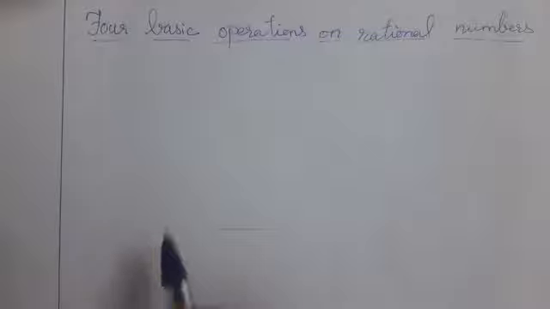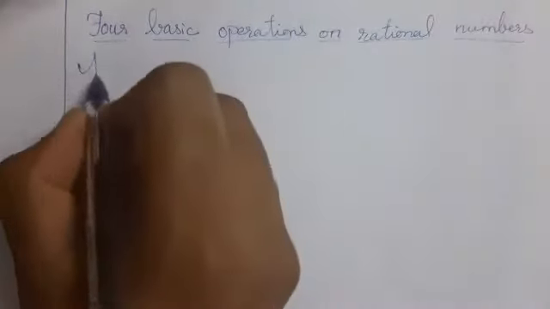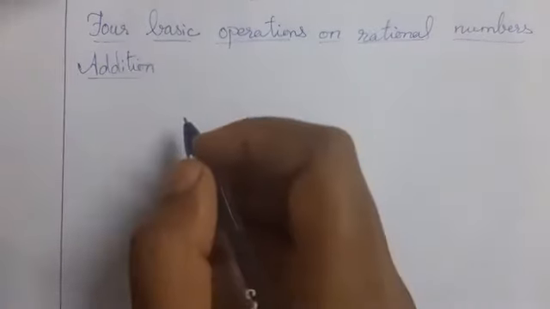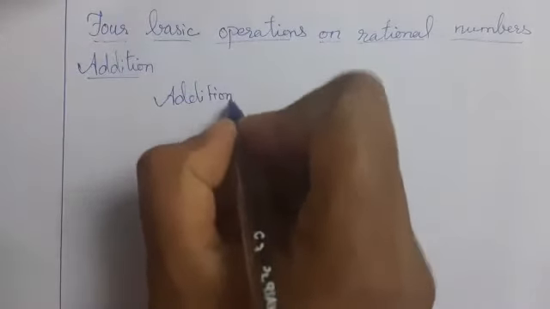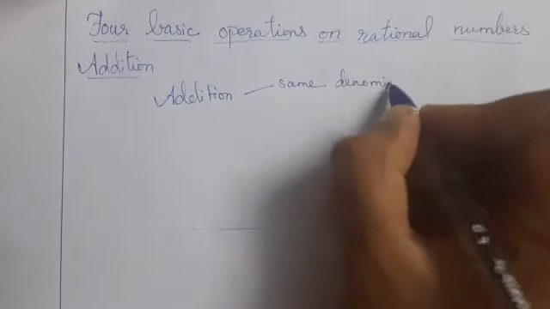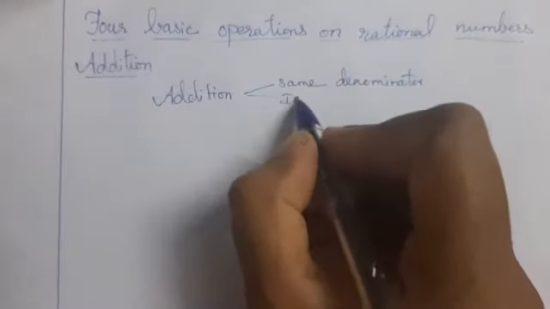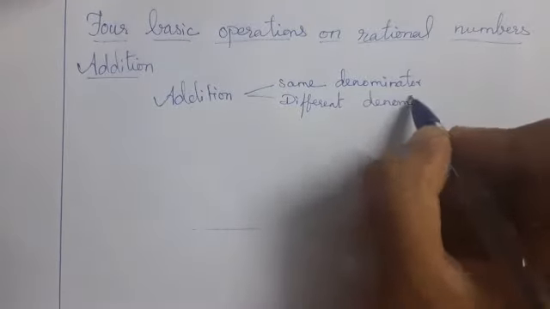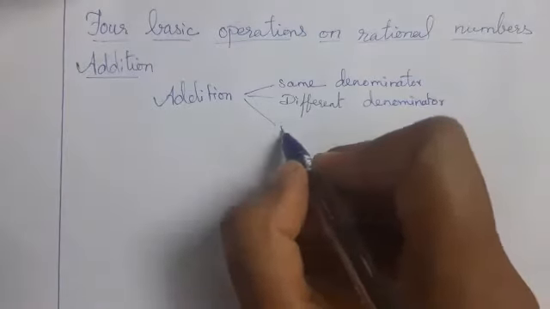Today we learn about 4 basic operations on rational numbers. First one, addition. See here, in addition you have 3 types. One is same denominator. Second one, different denominator. Third one, additive inverse.